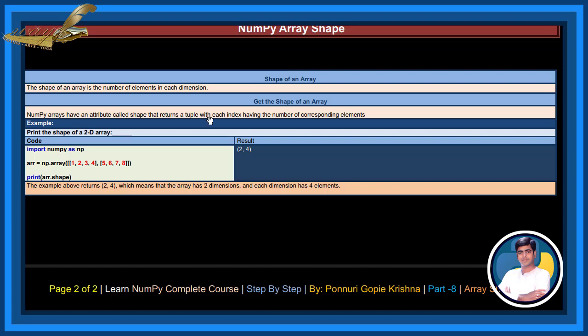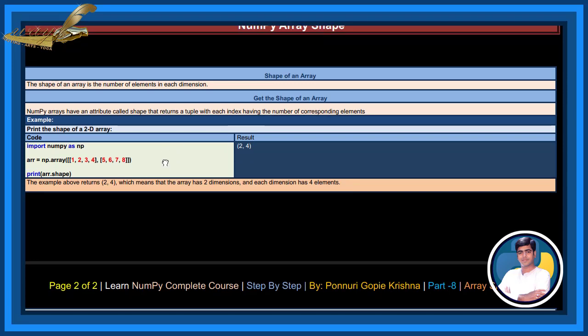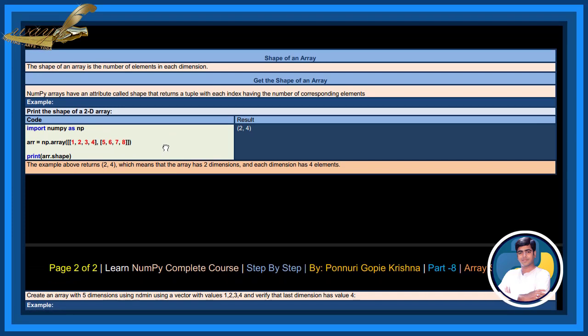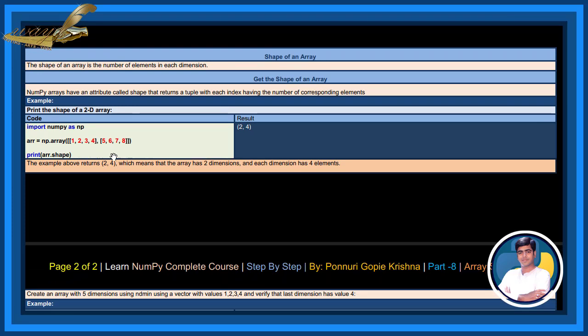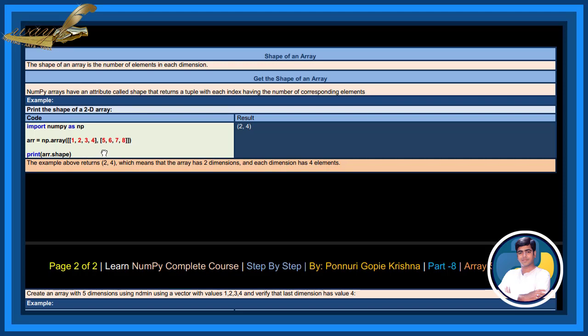See the example, print the shape of a 2D array. If we execute this code by giving np.array and print(arr.shape), see the result returns (2, 4). The example above returns (2, 4), which means that the array has 2 dimensions and each dimension has 4 elements.